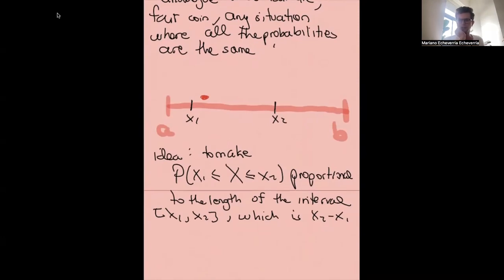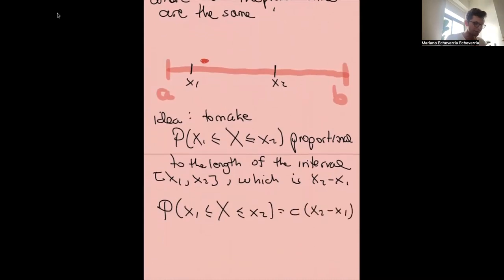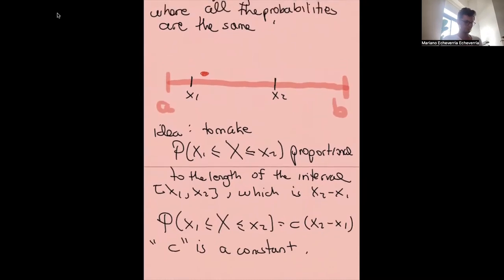Is that making sense? So I'm just trying to say that I want this to be some constant times x2 minus x1, where c is a constant. Is that okay? So far, so good. Questions about this up to this point?